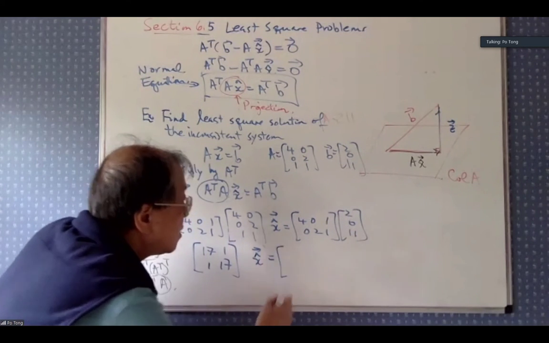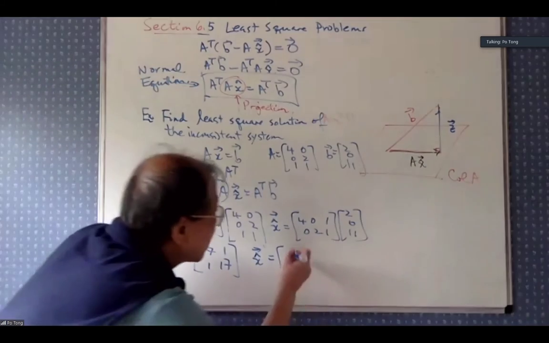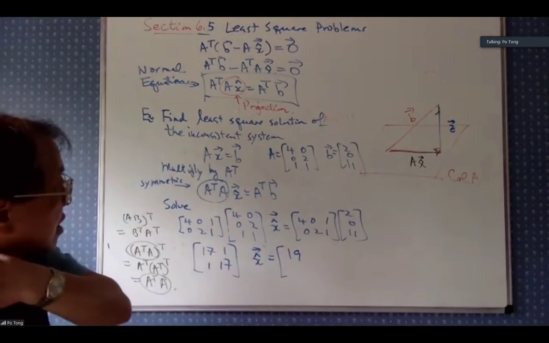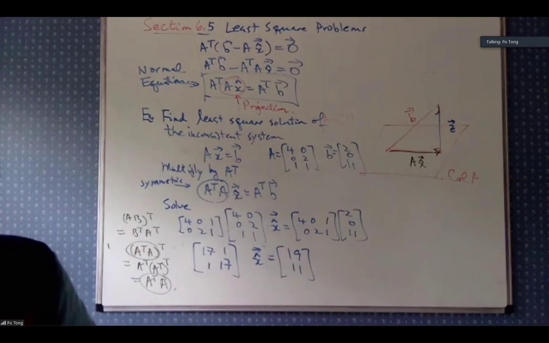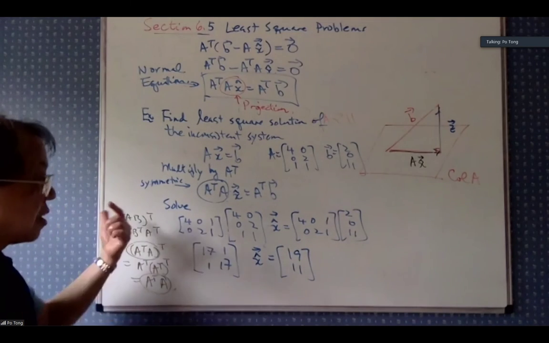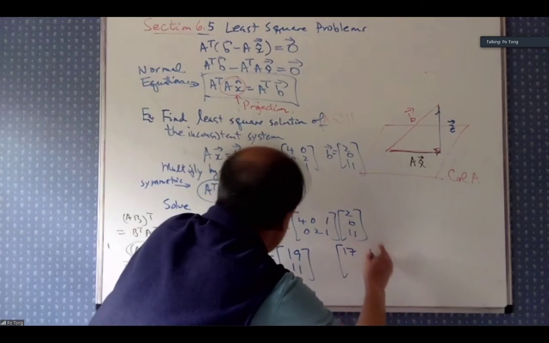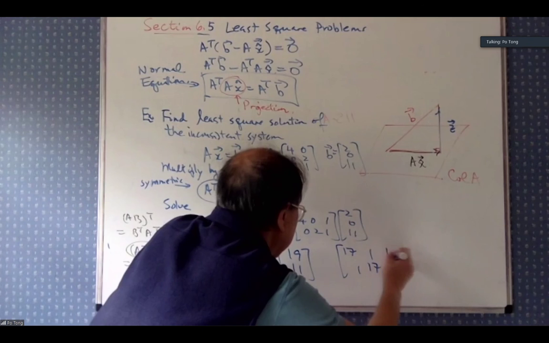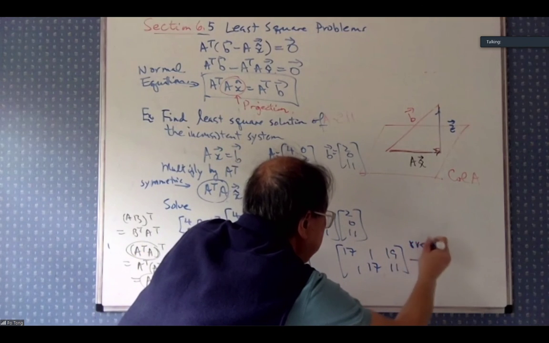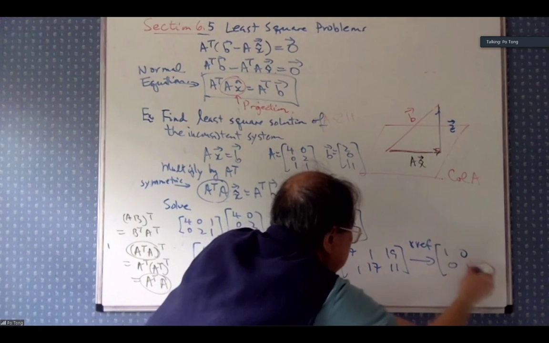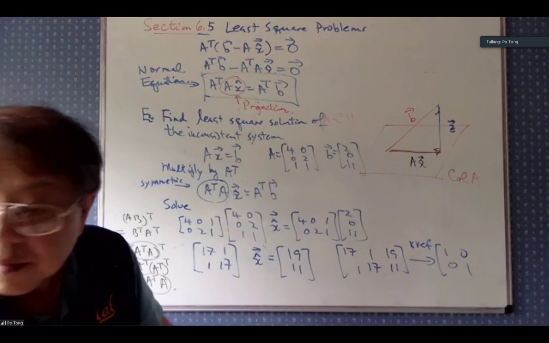What is the other side? 401, 8, 19. Is this 19? 8 plus 11. And the other one is 11. So 19, 11. You solve for this, the 17, 1, 1, 17 system. You will get this. You will get your 1, 2.